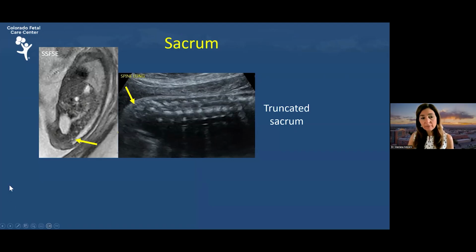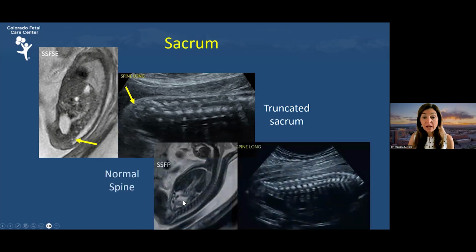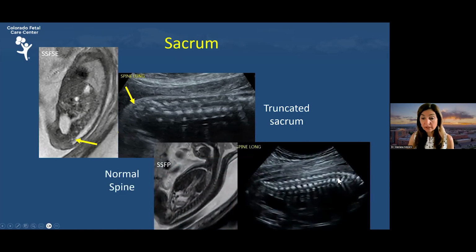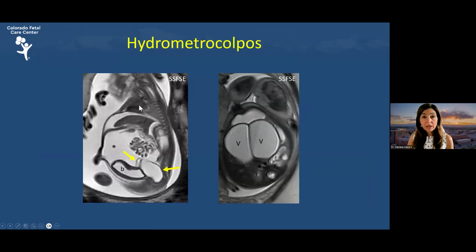And I put this image, but the most helpful images that I find are the bright blood technique, the SSFP coronal images, to look at the shape of the vertebral bodies. So in the sagittal view, we can see in this fetus that the spine ends too short and it doesn't taper as it should. And these are the comparisons of how it should look. And by ultrasound, you can see that it has an irregular appearance of the vertebral bodies and it ends abruptly. So that was a truncated sacrum.